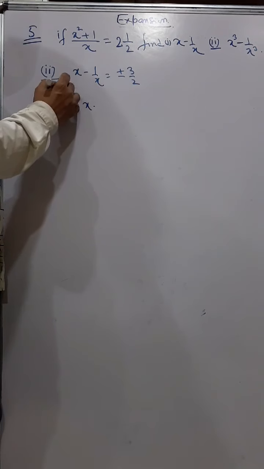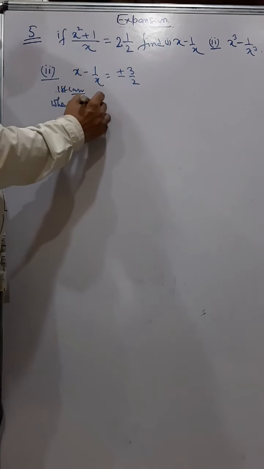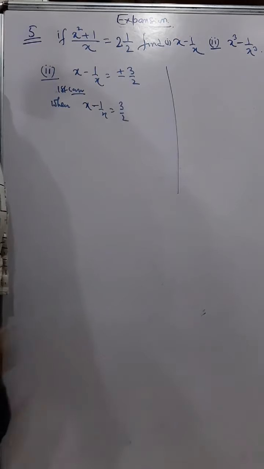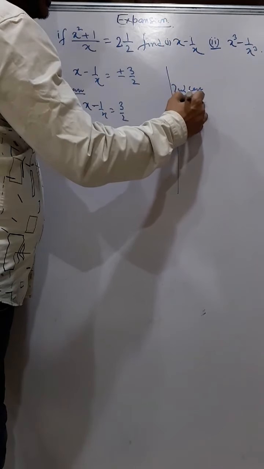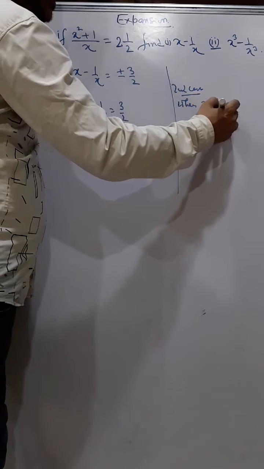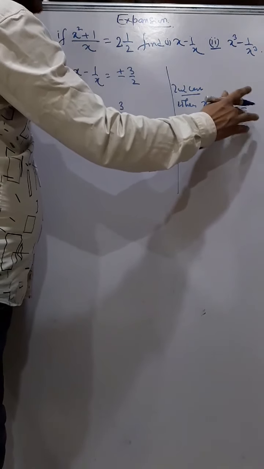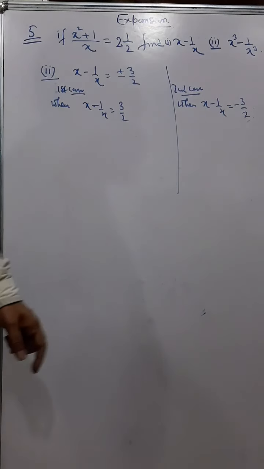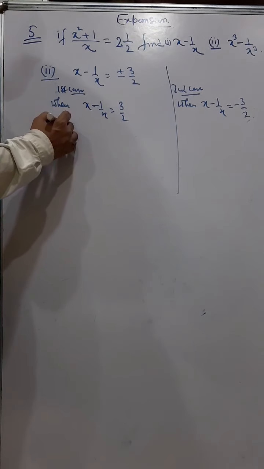So first case we will write like this. First case, when x minus 1 by x is equal to plus 3 by 2, and then the second case, when x minus 1 by x is equal to minus 3 by 2. So now when you do cubing both sides, we get what?